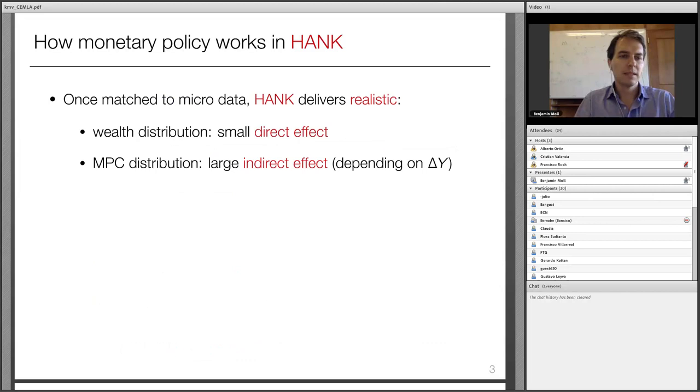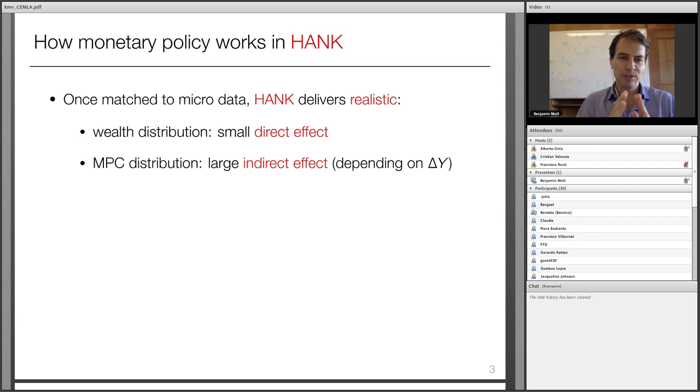So here's where our friend HANK comes in, this heterogeneous agent New Keynesian model. The key idea is we're going to try to build a model that's consistent with the empirical evidence on the previous slide. Once we calibrate this model to be consistent with these facts, our HANK framework is going to deliver two important things. The first is a realistic wealth distribution, and the second is a realistic distribution of MPCs, so these high MPCs.